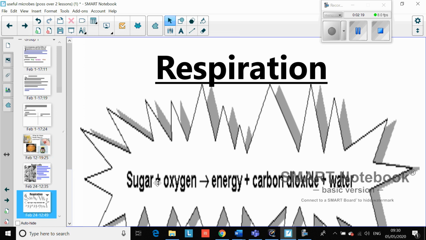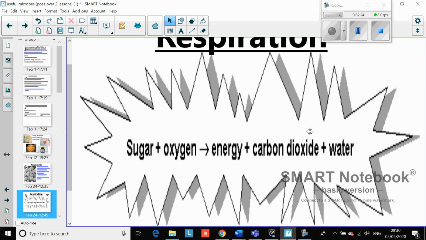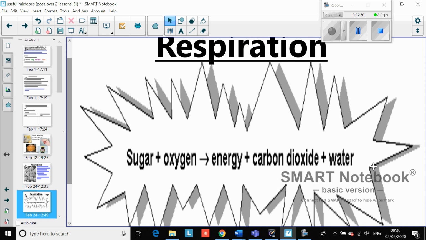Now, for those of you that can remember, this is the word equation for respiration. Now, this is really important, so once again, you need this in your book. All living things do respiration. They all need to stay alive. What they do is they take sugar and react it with oxygen. They get energy, and the waste products are carbon dioxide and water. However, yeast can also do respiration in another way. However, let's start with that. So all organisms, including yeast, do this. They use sugar and oxygen and give off carbon dioxide and water to get their energy.